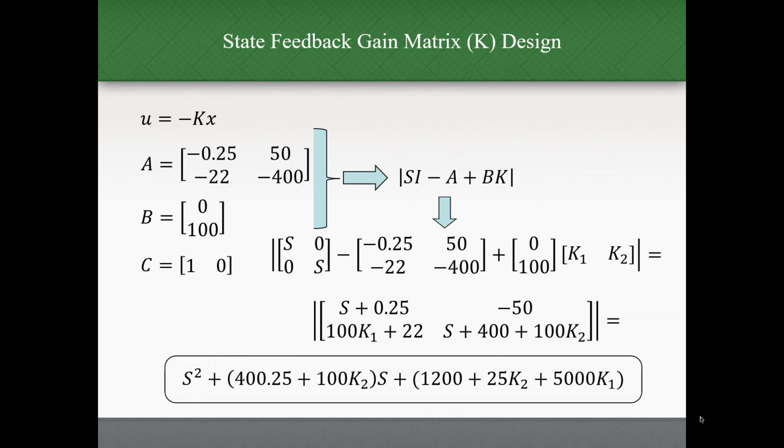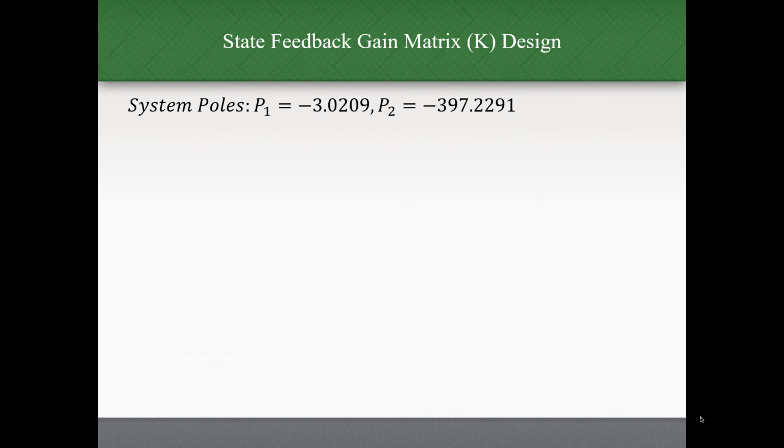For this, we can write the determinant of sI minus A plus BK, and calculating this determinant, we can see that we will have a second order equation as the equation you see on the screen. This will be used to place our poles. The system's poles in original form are at -3 and -397, which means that the system is too slow.